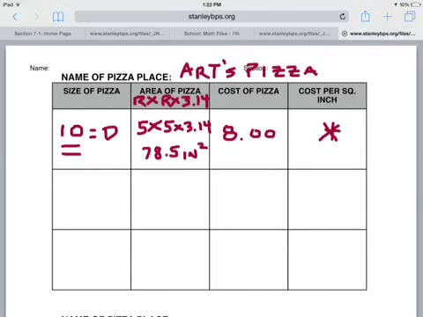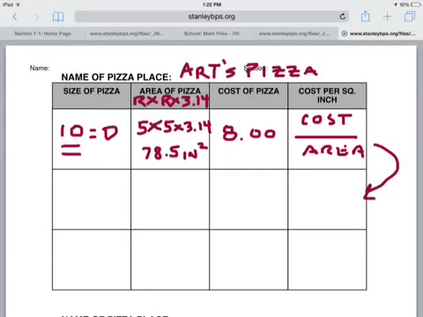Hopefully you remember from class that the cost per square inch is the cost of the pizza divided by the area of the pizza. So you need to know this right here. It's the cost divided by the area. And we're simply going to plug this in. So I'm going to pick this up in this box.